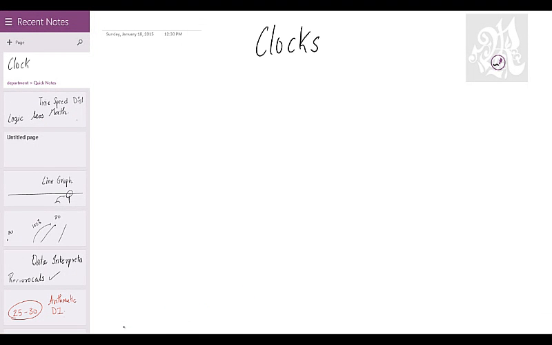Clocks. Yeah, let's talk about clocks. How does a clock work exactly and what all do you have in it?